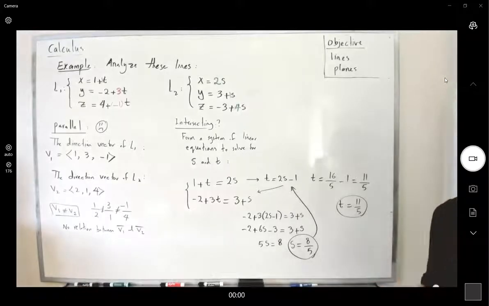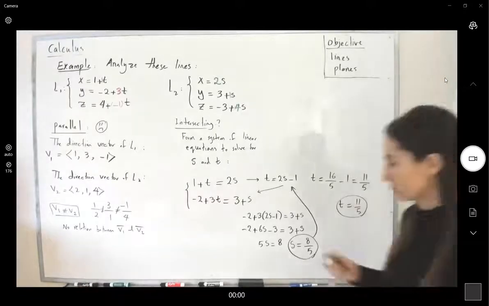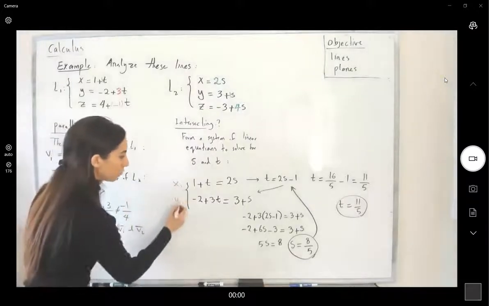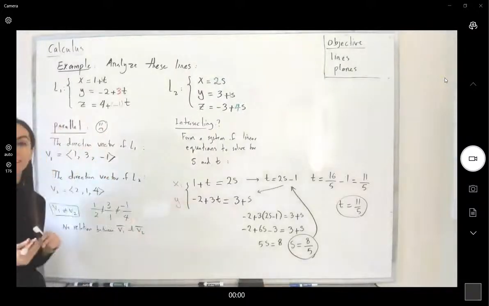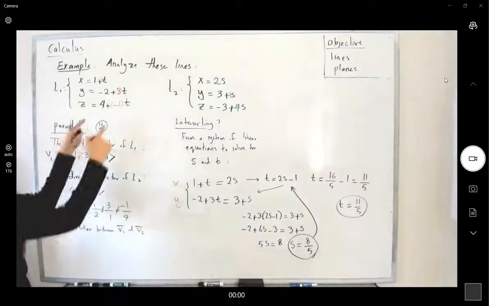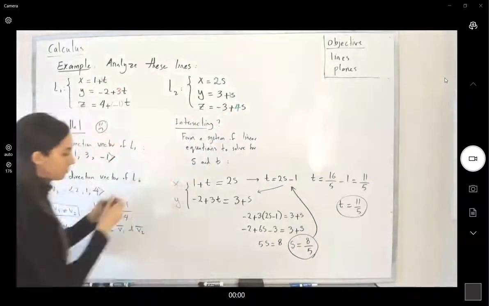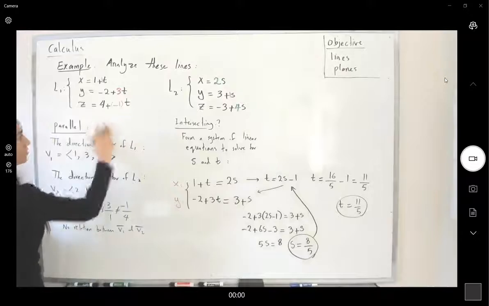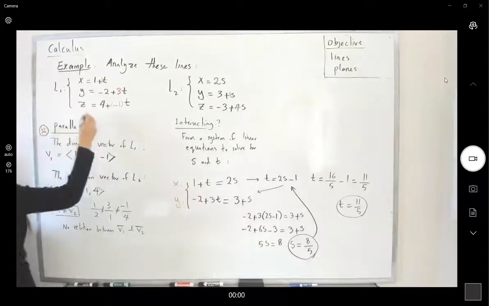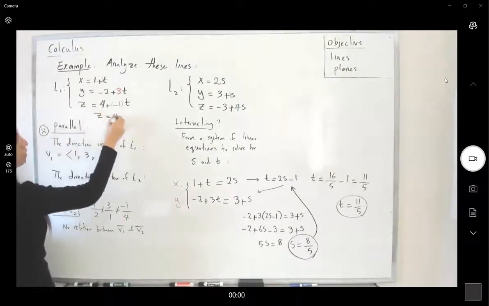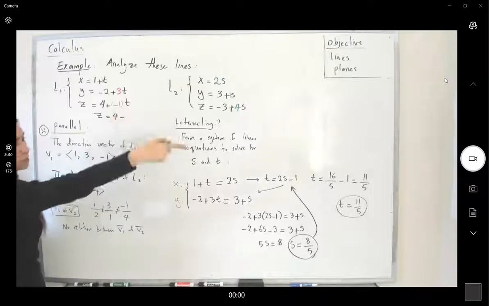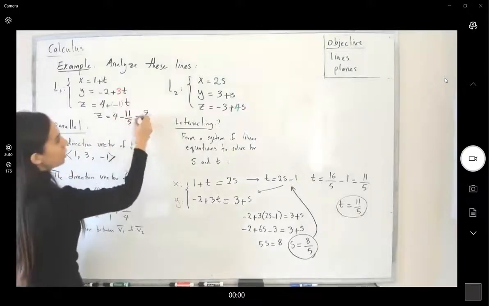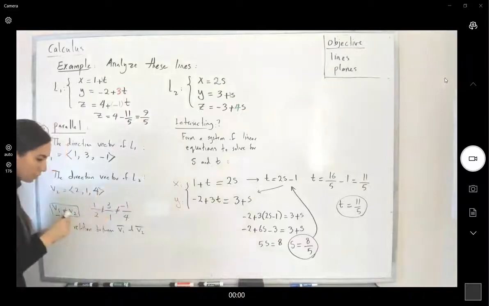So we used x and y to find s and t. Now we need to find z. Z is equal to 4 minus t. My t is 11 over 5. So I get 9 over 5. This is my z.